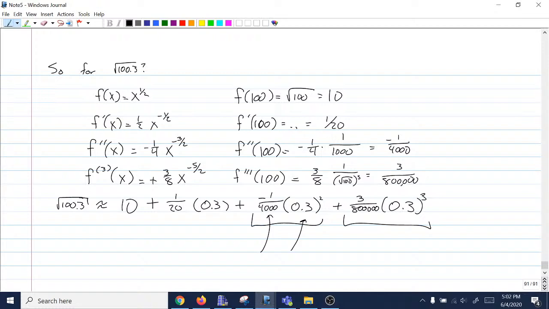If I pick a number very far from 100, if I tried to plug in 200, all of a sudden I've got a 200 squared and a 200 cubed. I don't know if it converges there anymore. I think it doesn't. Actually, I think 200 is the first place it doesn't converge.